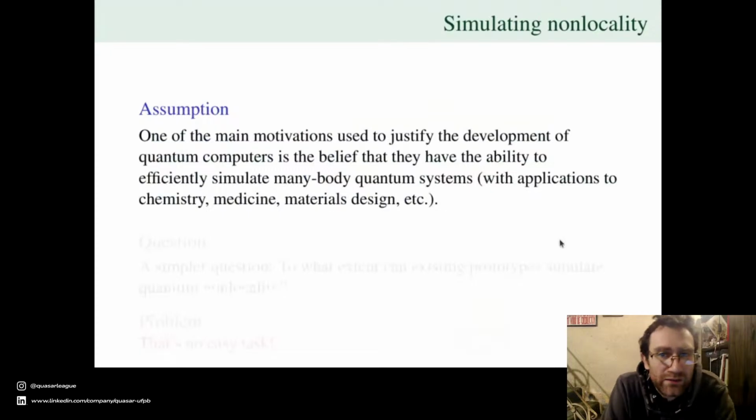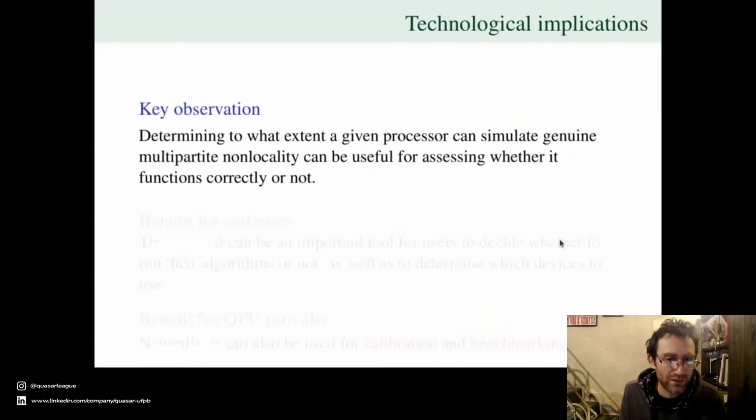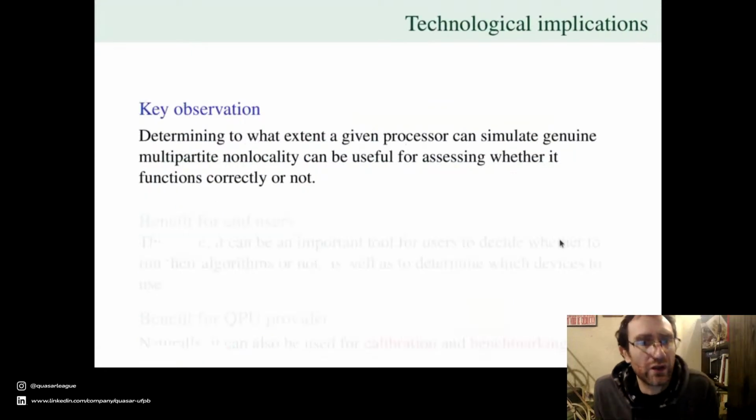One of the main motivations used to justify the development of quantum computers is the belief that they have the ability to efficiently simulate many-body quantum systems, and that this will have applications to chemistry, medicine, materials design, and whatnot. But in this work, we ask a quite simpler question, which is to what extent can existing prototypes simulate quantum non-locality? And it turns out that we find that it's not an easy job. So I will try to explain what's going on here.